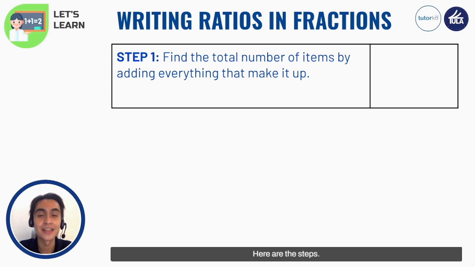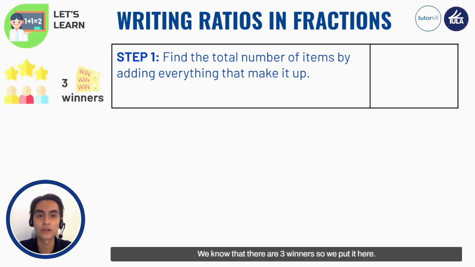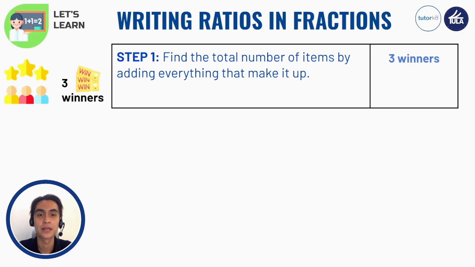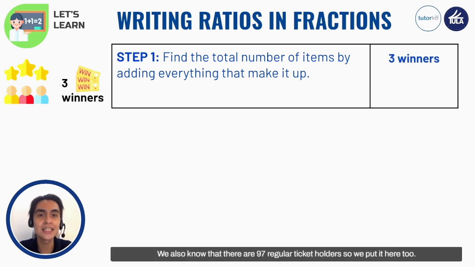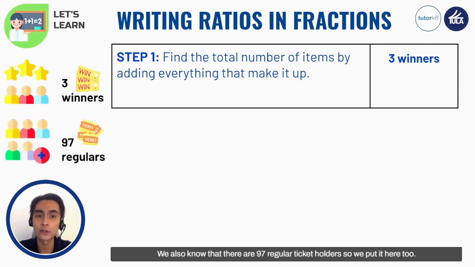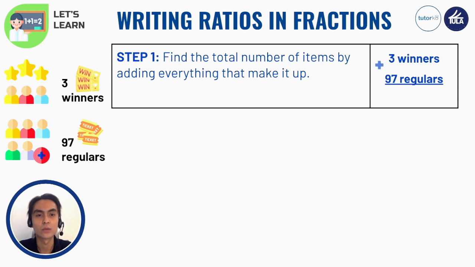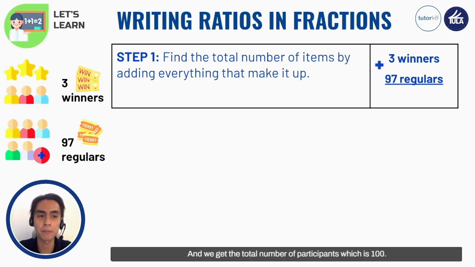Here are the steps. Step 1, find the total number of items by adding everything that make it up. We know that there are 3 winners, so we put it here. We also know that there are 97 regular ticket holders, so we put it here too. And then we have to add them. And we get the total number of participants, which is 100.